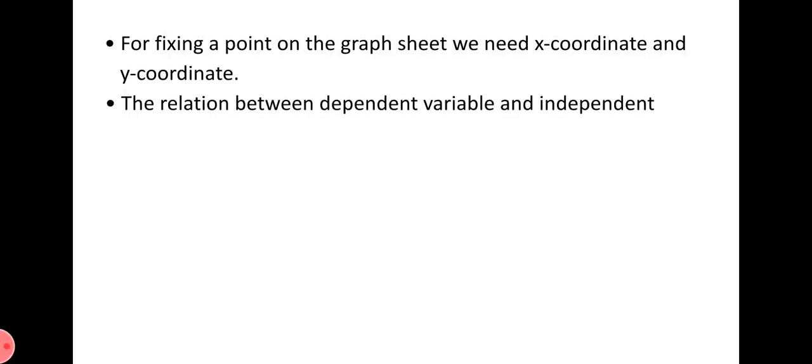The relation between a dependent variable and an independent variable is shown through a graph. Now, in such types of graphs, we are showing the relation between two variables, that is one is a dependent variable and another is an independent variable. Now let us understand by taking an example what we mean by dependent variable and independent variable.